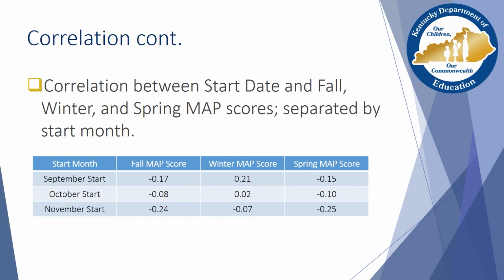You can see that the students who began the intervention in September have a positive correlation of 0.21 with the winter MAP score data, but a negative correlation of 0.15 on the spring MAP score data. This suggests that for students who began the intervention in September, the impact of the intervention was relatively strong on their winter MAP scores, but continued use had a negative impact on their spring MAP scores.